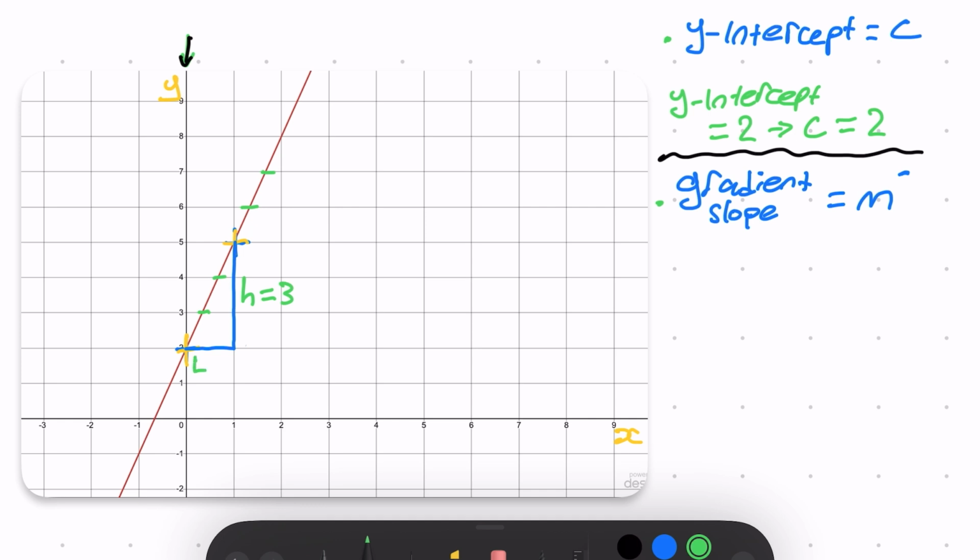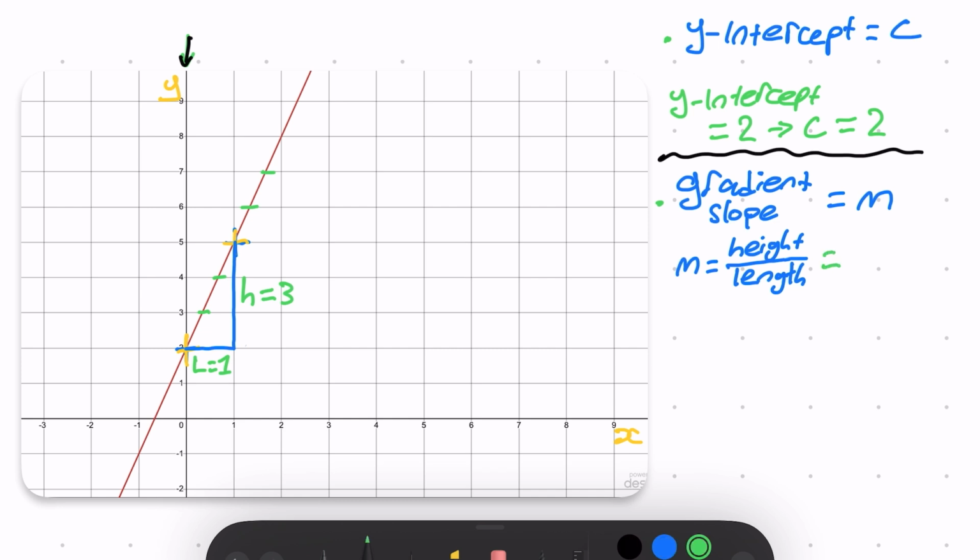Our length down here is this one here. It only has 1 box. So our length is equal to 1. So our height is equal to 3 and our length is equal to 1. Now what do we do with these? Well, that's where we will come back to our gradient or our slope. It is equal to m. Another thing is that m is equal to the height divided by our length. Our height divided by our length.